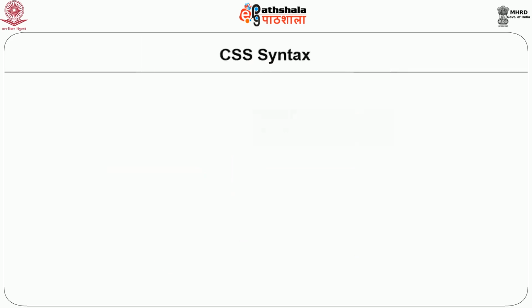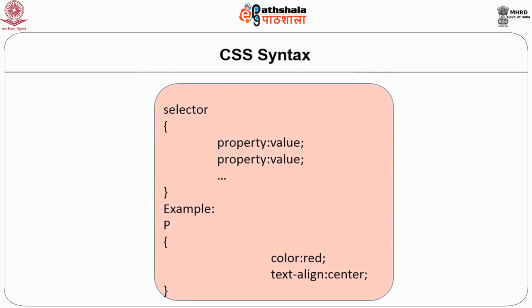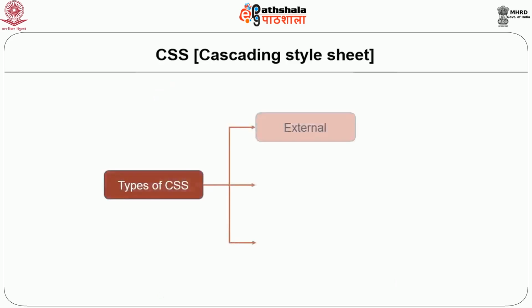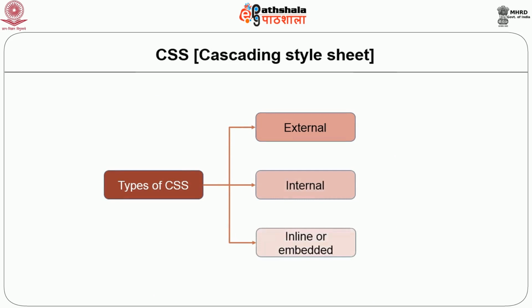Cascading style sheet general syntax: first you have to write a selector, then curly braces, and within the curly braces you can write property, colon, value and semicolon. Another property, colon, value and semicolon, and you can provide as many property value pairs as you like. For example, the selector can be for paragraph P, you can write P, color is red and text-align is center.